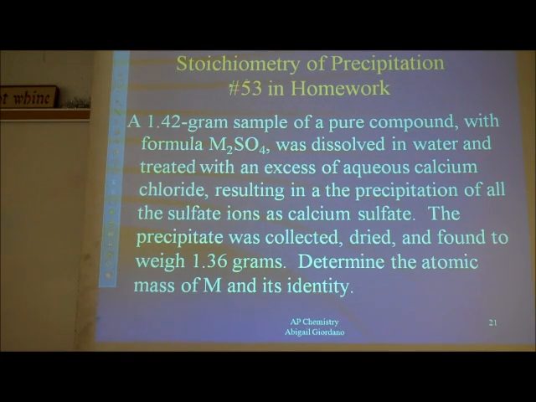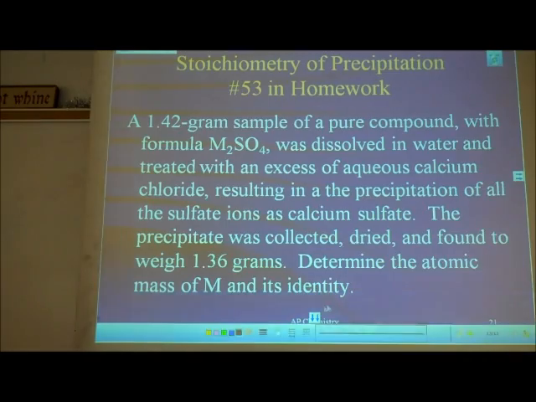The problem says, a 1.42 gram sample of a pure compound with the formula M2SO4. Do we all know that there is no element M? We do now. Okay. There is no element M. M stands for mystery element. Ooh. Spooky. Okay. So it says this compound is dissolved in water, treated with an excess of aqueous calcium chloride.